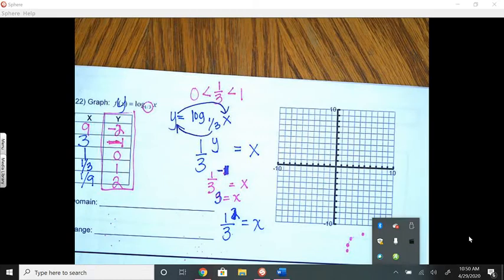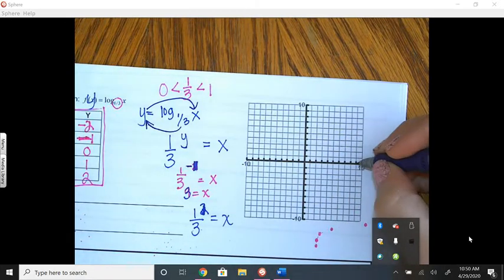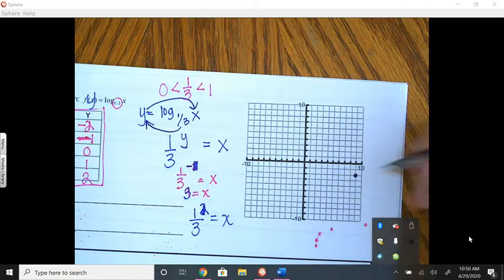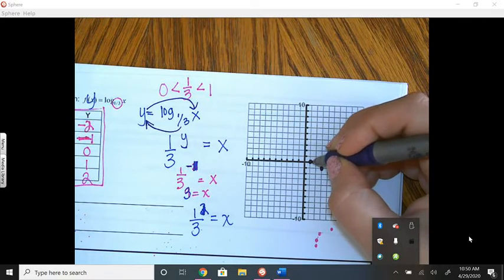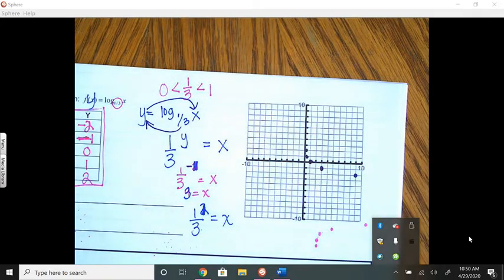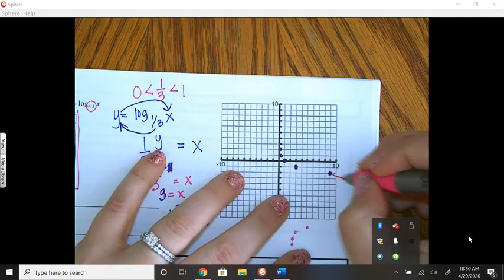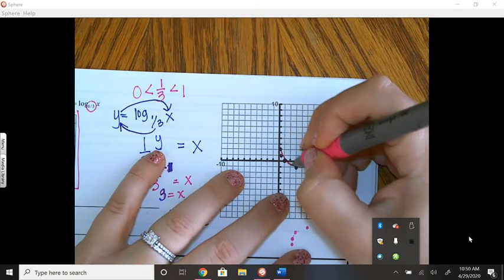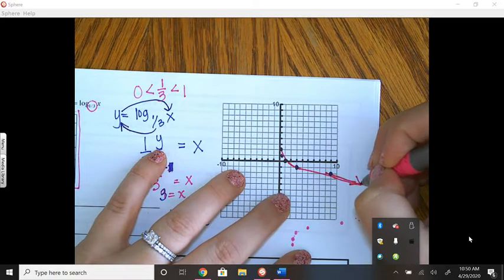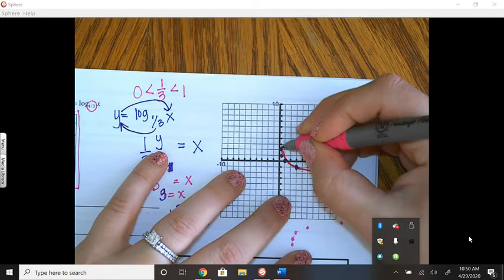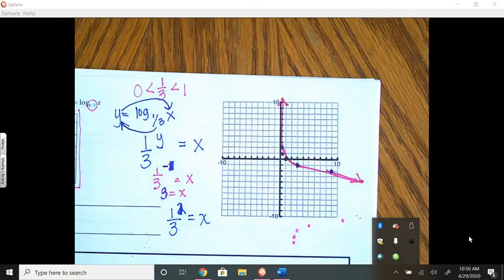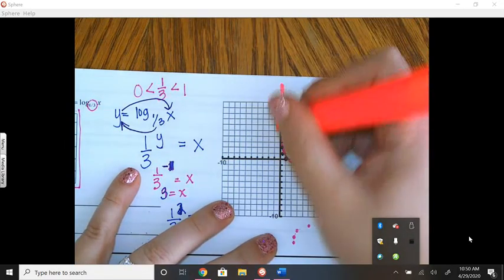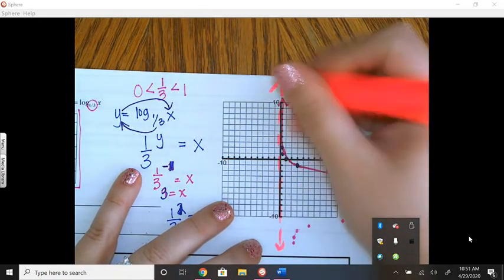Okay, so now we're going to graph these points. So 9, -2; 3, -1; 1, 0; 1/3, 1; and then 1/9, 2. This time it's going to keep going over here. And then here it's going to get closer and closer and closer, just like the last problem, but it's never going to cross over the y-axis. Again, if you want to, you can draw this vertical dashed line to show it's never going to cross over that.